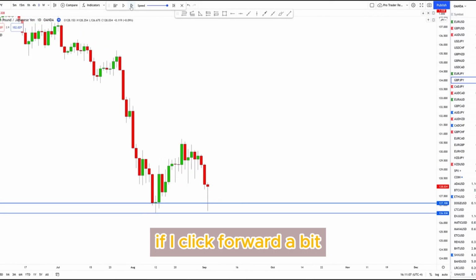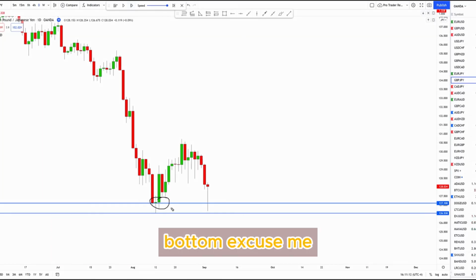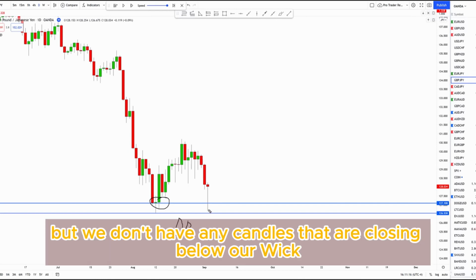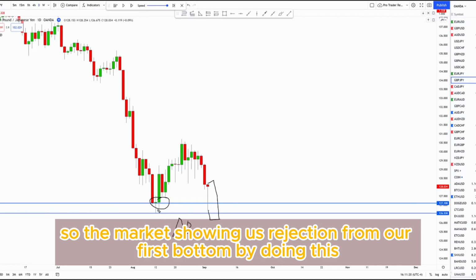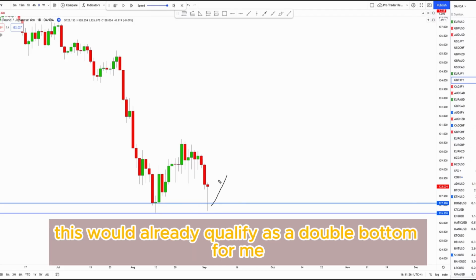If I click forward a bit, you'll see that we now have a test of our first bottom, giving us a double bottom, but we don't have any candles that are closing below our wick. So the market's showing us rejection from our first bottom by doing this. And with that being the case, now seeing rejection from that, this would already qualify as a double bottom for me.